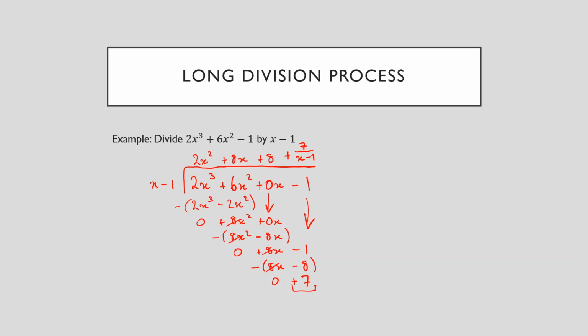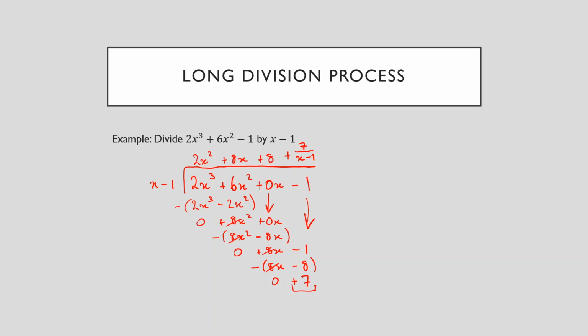So finally our answer is 2x squared plus 8x plus 8 plus this little remainder bit, which is 7 over x minus 1. There we go. In the long division process, you can see the steps are always the same as long as you keep everything lined up and you can subtract things. Then it's not too bad.